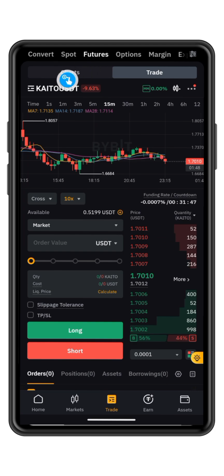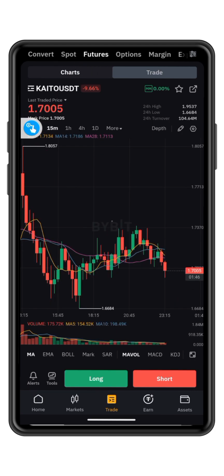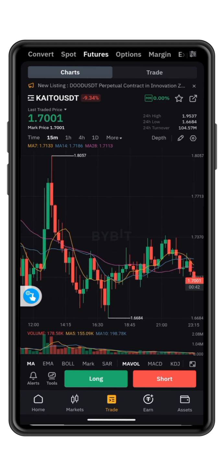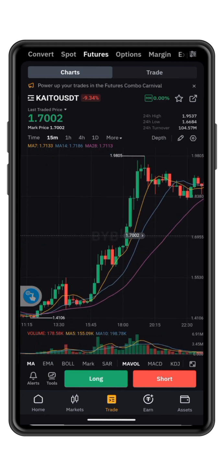If I click on the chart section, that's going to show me the chart of the asset I am trading. This is Kaito USDT, and you can see the trading price. You can see the chart. These are candlesticks. These candlesticks represent what buyers and sellers are doing in the market. The red candles are used to represent the selling action in the market, while the green candles are used to represent the buying actions in the market. You can see we have a bunch of them right here.